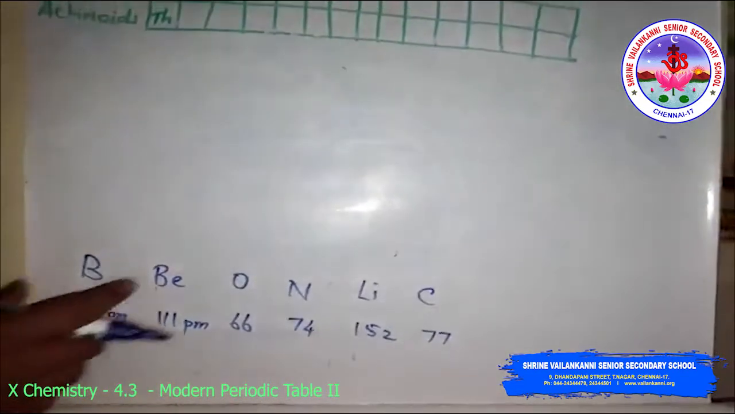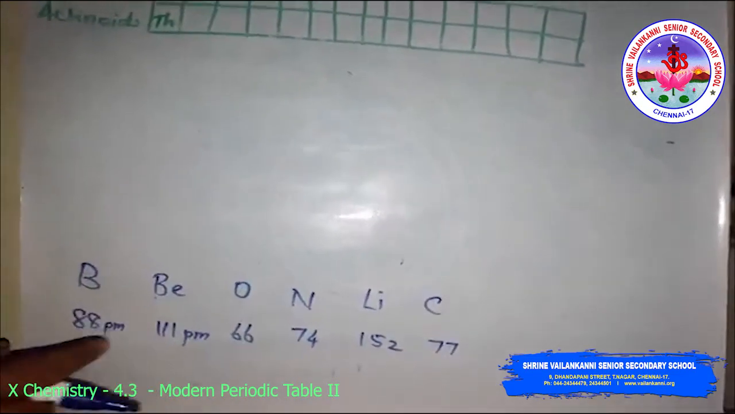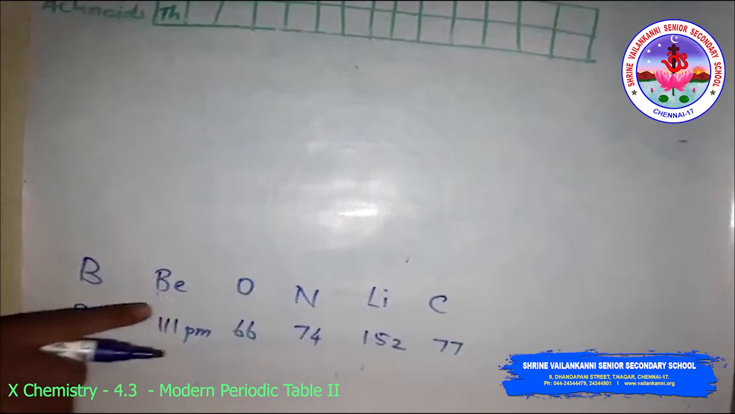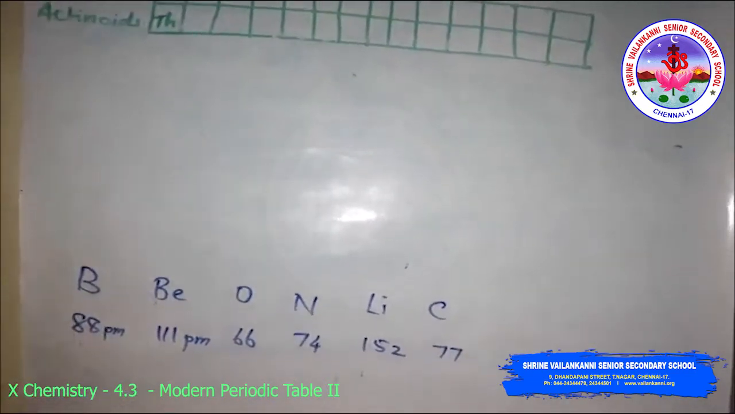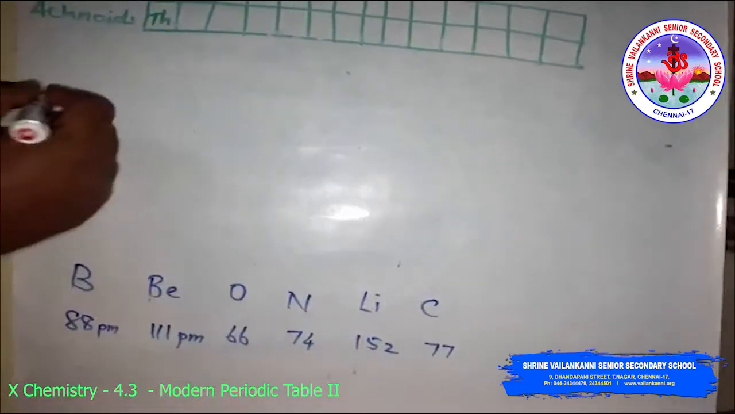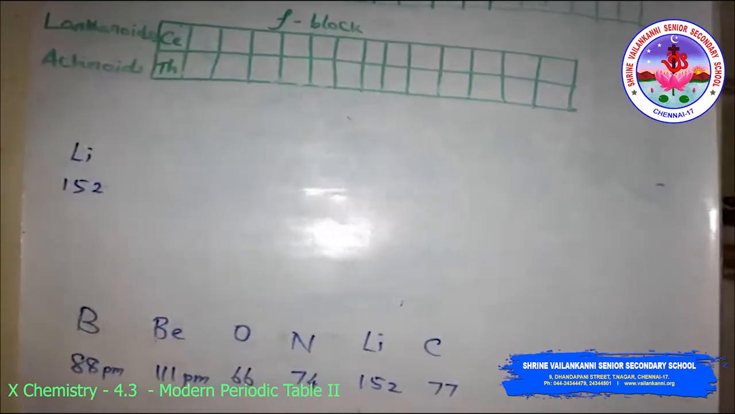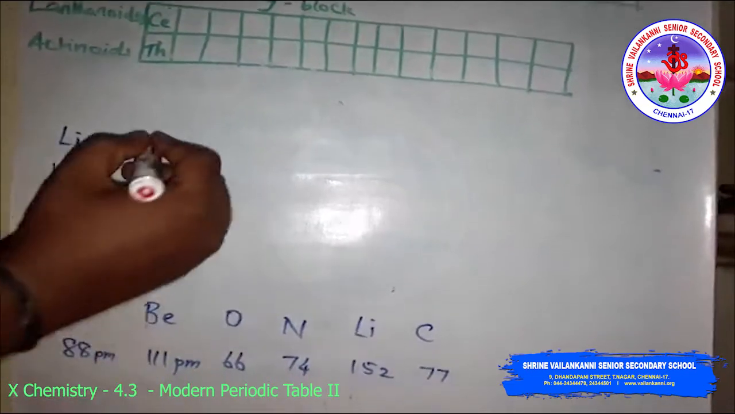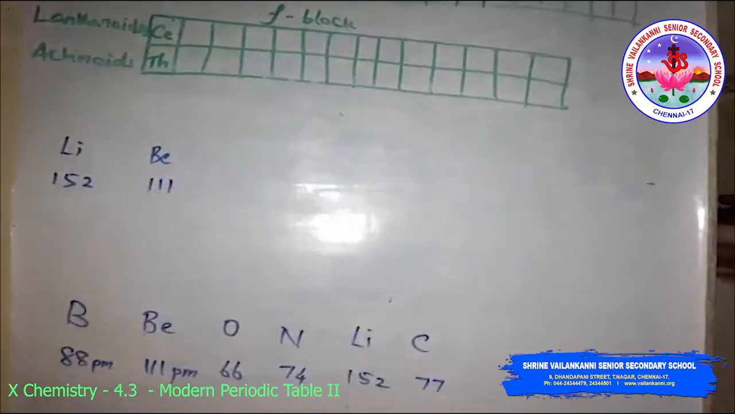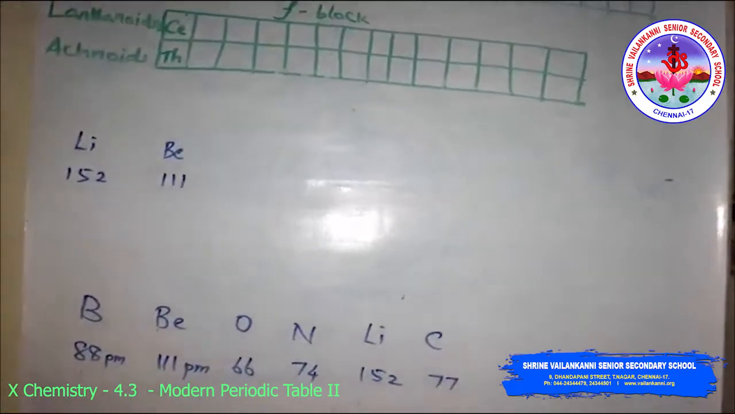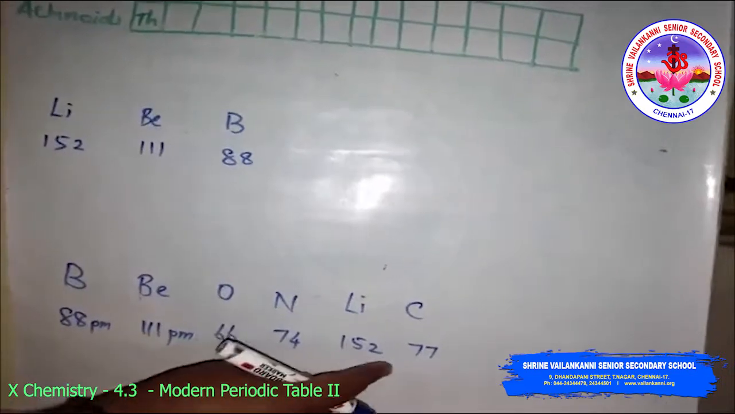See, this is the question. Some atomic radii are given for period 2 elements. Arrange them in the decreasing order of the atomic radii. First, which element? The lithium. So lithium is 152. Then the next one is what? Beryllium is 111 picometer. Third is boron, and the next is what?